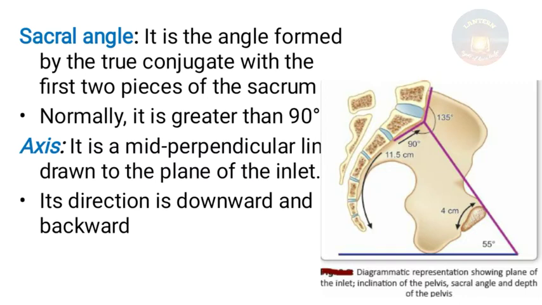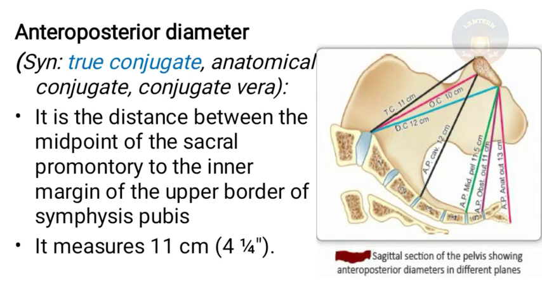Then the anteroposterior diameter, otherwise called the true conjugate, anatomical conjugate or conjugate vera. It is the distance between the midpoint of the sacral promontory to the inner margin of the upper border of the symphysis pubis. The measurement is 11 cm. We can see various diameters in this picture also. So the true conjugate, you can see the black one on the top.